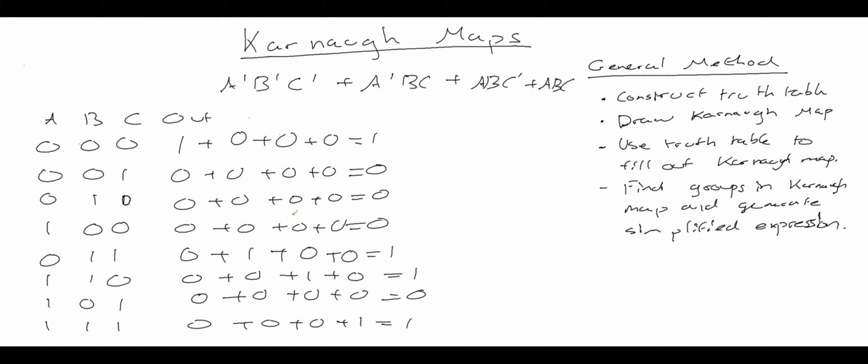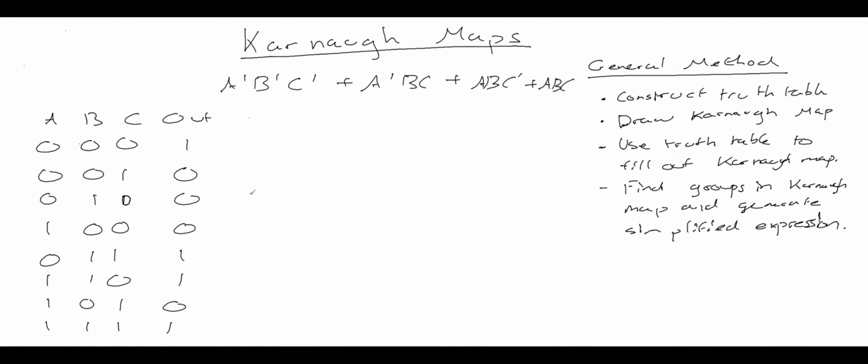I'm just going to type this up a bit so that we have room to draw the Karnaugh map. You can see from this example that the truth table doesn't always make it immediately obvious what the simplified Boolean expression is, and this is where the Karnaugh map comes in real handy.